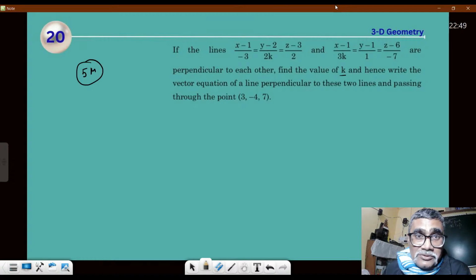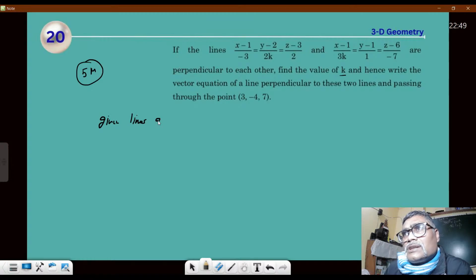So we are going to do it, right? We are going to do this because this is one of its kind. We haven't got this kind of problem earlier. Let me first find what the conditions are. So the given lines, what are the given lines? The first line is this.